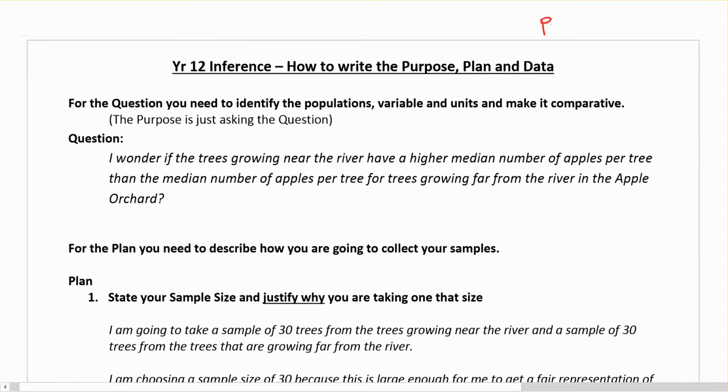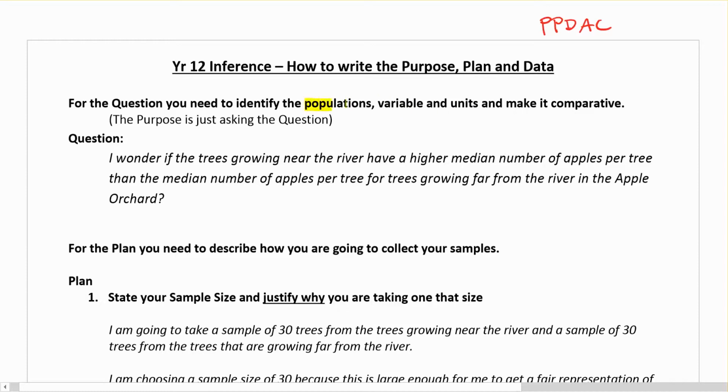So keep in mind that in our statistics we're taking a look at using the PPDAC cycle. So purpose, plan, data, analysis, and conclusion. And the idea that purpose is really the same thing as a question. So our first thing I'm going to look at here is our question. And a couple things you need to make sure you identify. So we need to get our population, our variable, the units, and make sure it's a comparative question.